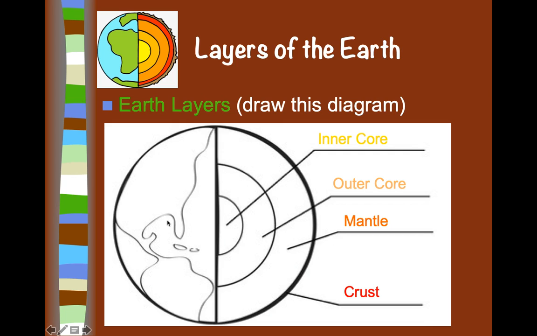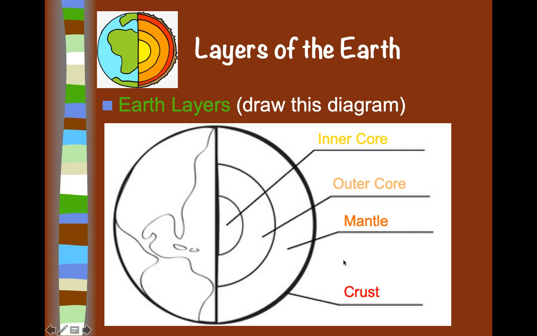This is what the outside looks like with the continents on it. And then you've got the inner core. This is the mantle. And then inner core, outer core, mantle. And then this very outside part is known as the crust. All right, so those are the layers of the Earth. As the Earth was forming, different layers formed as the Earth cooled. This is why we have our different layers.